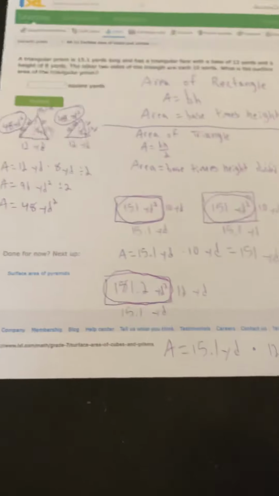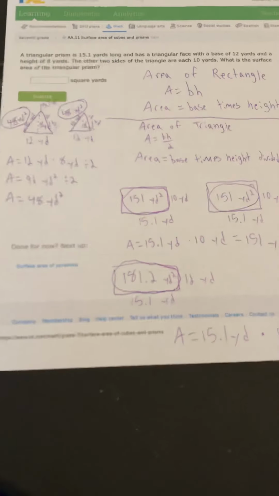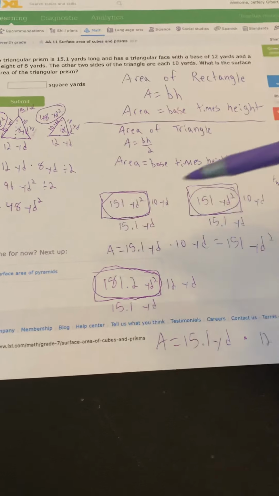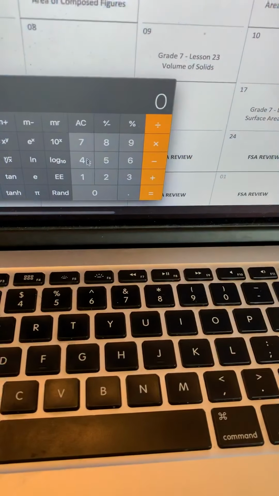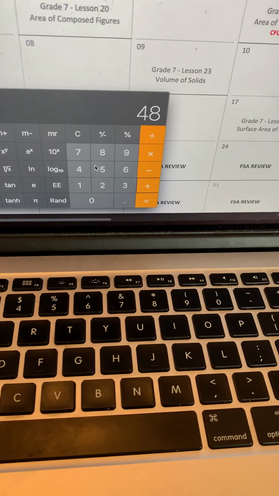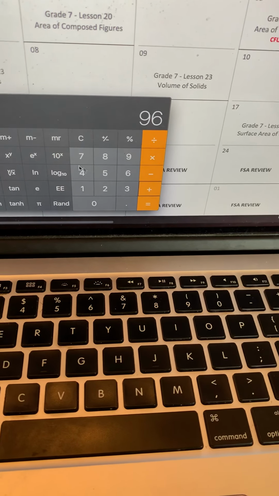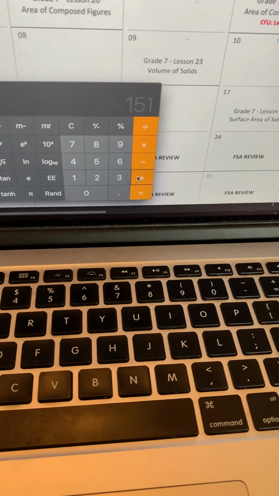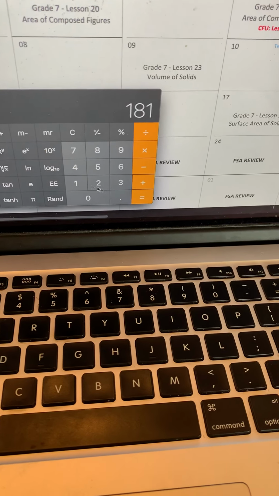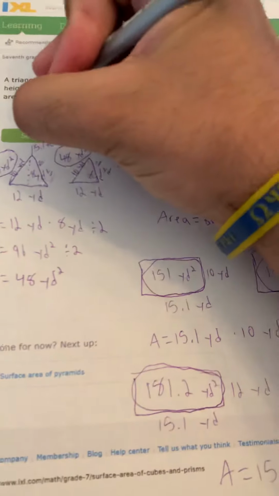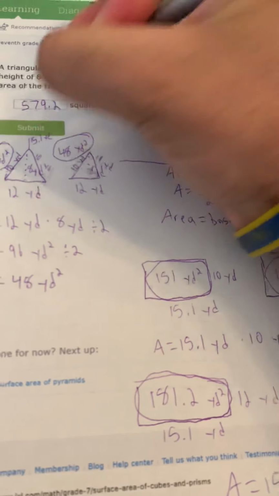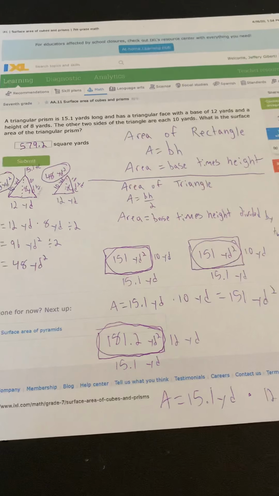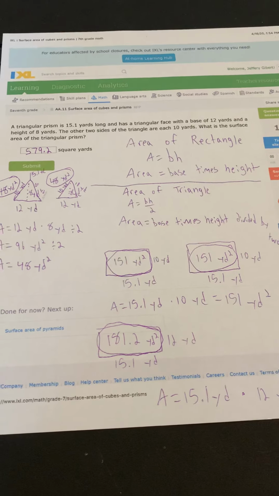So now I have my 5 areas. I'm just going to add them all up. So 48 plus 48 plus 151 plus 151 plus 181.2 equals 579.2. So our answer is going to be 579.2 square yards. I know that was a lot of work, but it wasn't too difficult. It just took a long time.